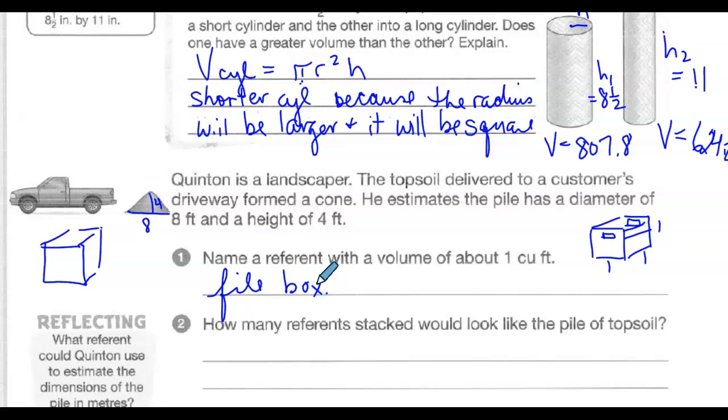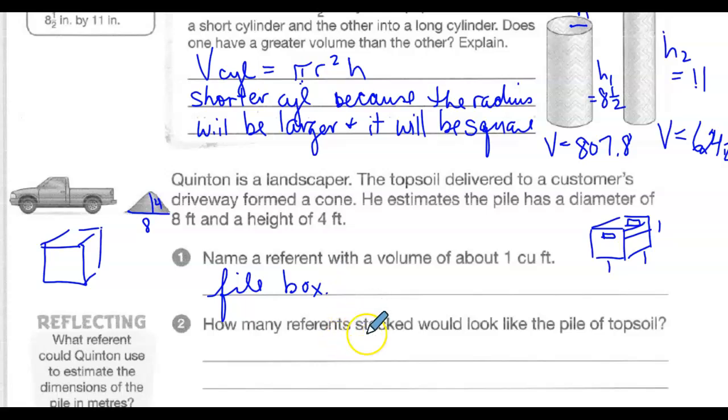Not sure if you had a full case of pop, 24 cans. That would be longer than a foot. So that might be like a foot and a half by 1 foot, but then only by like 6 inches, so half a foot. And so that wouldn't be quite as much as 1 cubic foot. So let's just keep with this one.